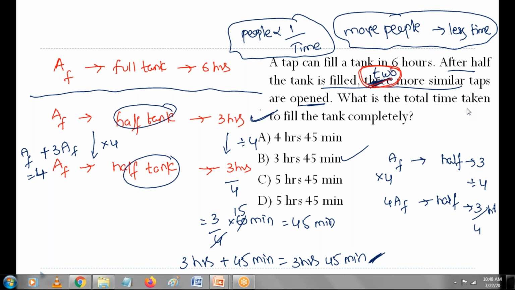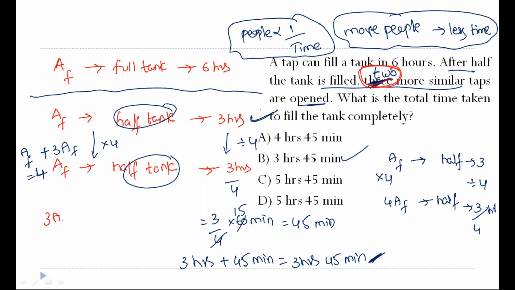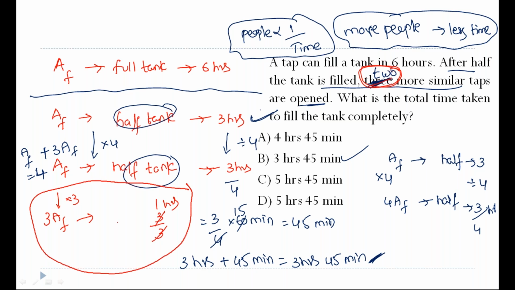Because here if two more similar taps are open, now 3 taps are there altogether. As it is into 3, then you should divide this 3 hours by 3. Then you will get 1 hour. So 3 plus 1, totally 4 hours is the answer. Already 3 hours, now 1 hour more. 4 hours is your answer.